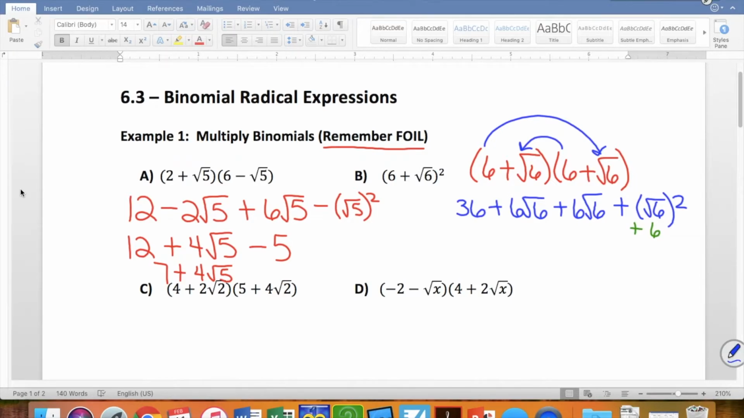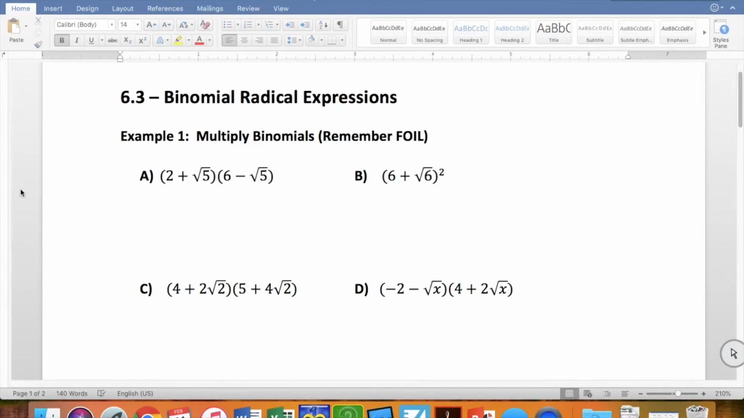And now I'm going to combine my like terms. 36 plus 6 is 42. And then 6 square root of 6 plus another 6 square root of 6 would be 12 square roots of 6. Now my square root of 6 doesn't simplify, so I'm done. Okay, let's go ahead and look at the next two problems.